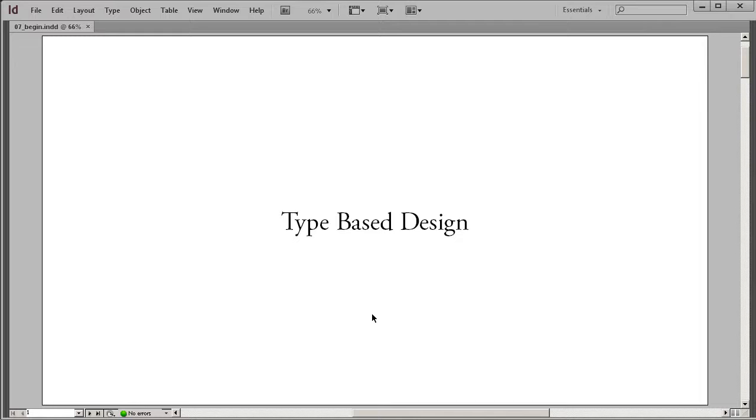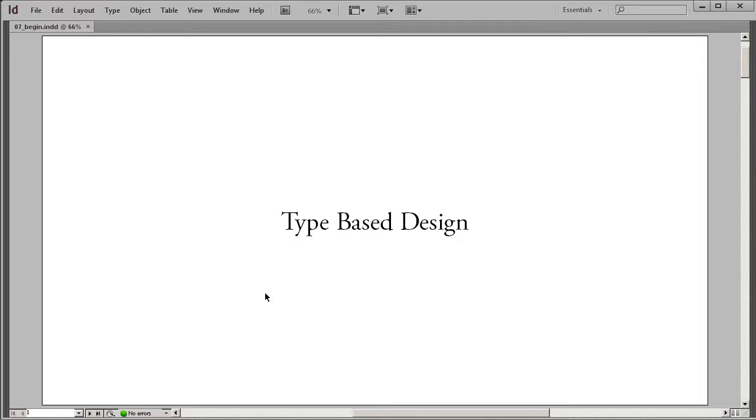So in a type-based design, this is flipped. It's exactly the opposite. In a type-based design, the text or the type is the main carrier of the message in the piece. I think we're all familiar with how effective type can be to communicate a message just because it's the written word. We all know that this text on my screen right now says type-based design.